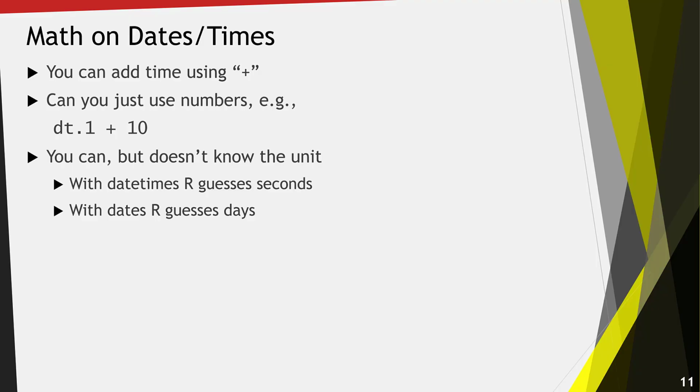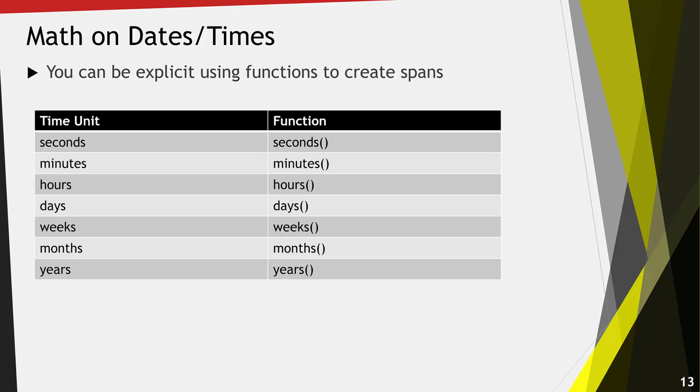You can perform other mathematical operations on date and times. Perhaps you might like to add some amount of time to an existing date or time. You can just use the plus sign and numbers. So for example, if I had a date time dt.1, I could use plus 10, and R would add 10 to it. 10 what, you might think? When R doesn't know what unit to use, it's going to guess. With date times, R will always guess seconds, so it would interpret that expression as take date time 1 and add 10 seconds. With the date data type, R is always going to guess days, so in that case it would add 10 days. It's probably much better to be explicit about the units that you would like to use.